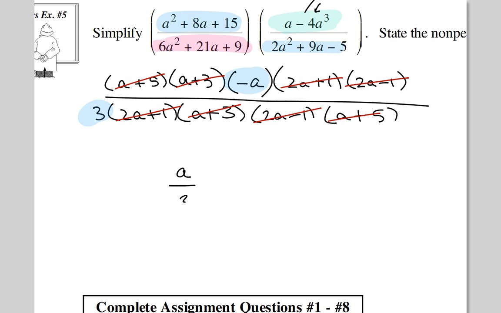A over 3, which is negative, comma. A not allowed to be only the stuff from the bottom. Do them together.